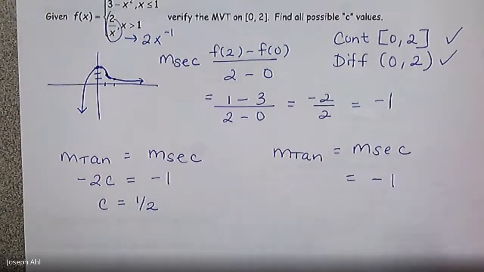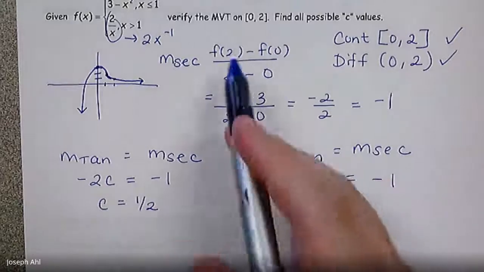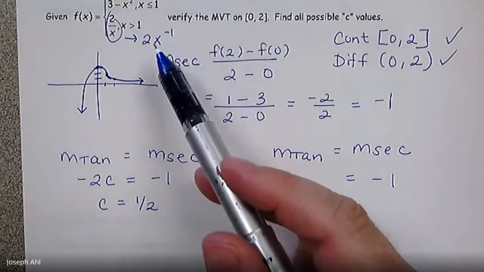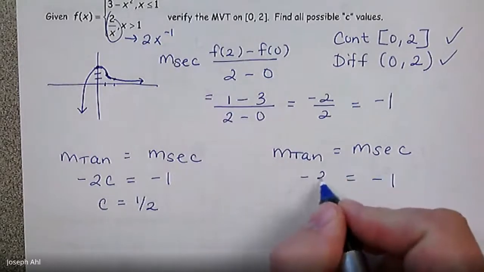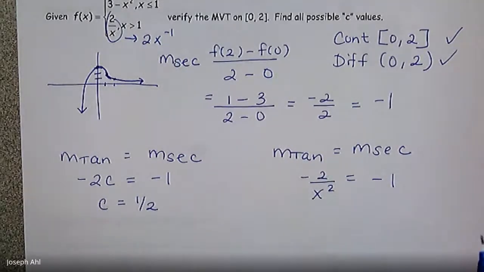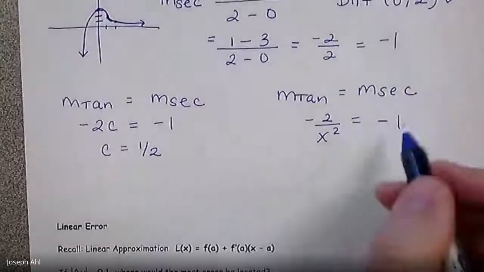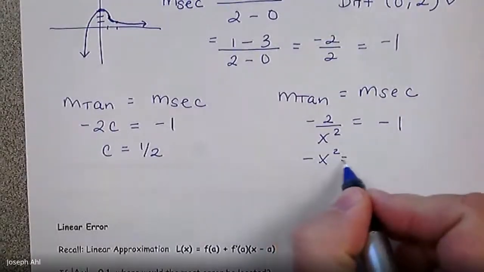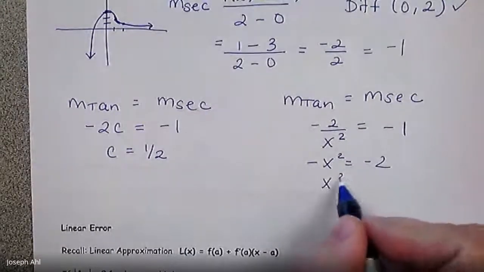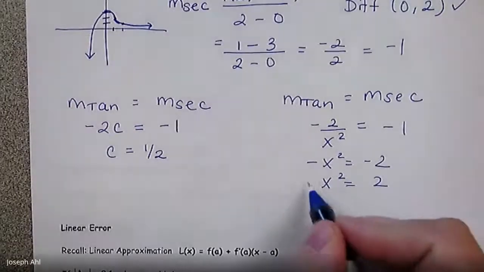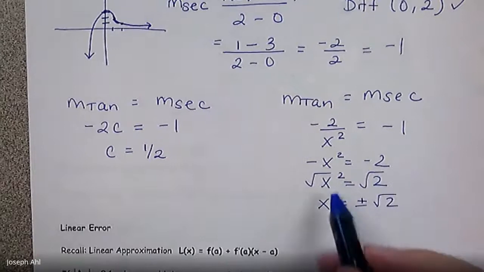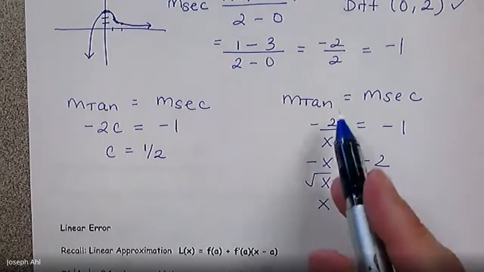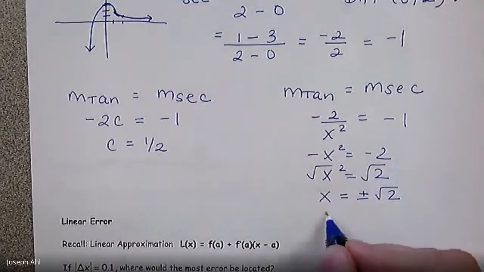Slope of the secant, still comparing this to negative 1. Slope of the tangent would be negative 2x to the negative second. So that's negative 2 over x squared, if you want to think of it that way. So if you multiply both sides by x squared, you get negative x squared equals negative 2. Divide out the negative 1, square root. x equals plus or minus radical 2. At some point in the process, you really should switch over to say we're finding the derivative at c.